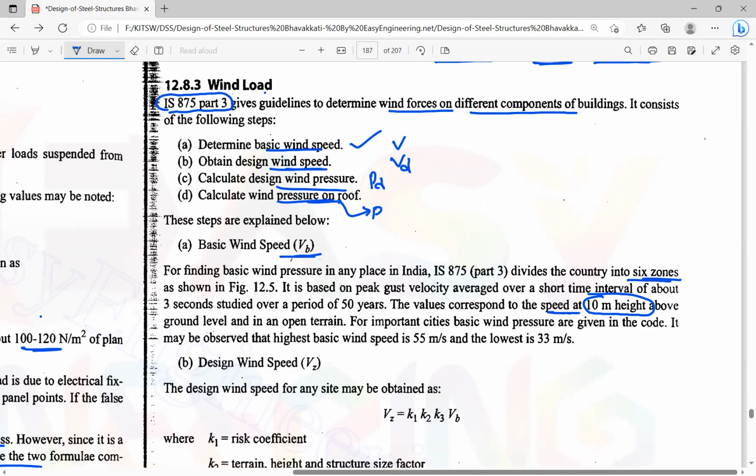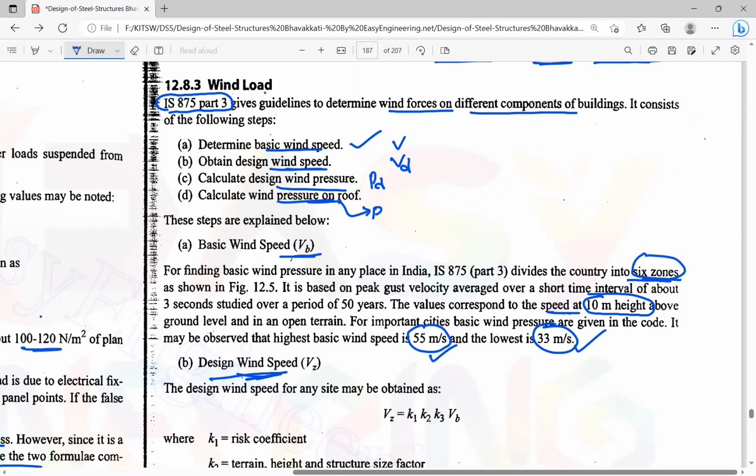For the important cities, basic wind speeds are given. It may be observed that the highest wind speed is 55 meters per second and the lowest is 33 meters per second. So the basic wind speed depends upon the terrain and is measured at 10 meters height. After that comes the design wind speed, which depends upon the topography or the place where you are measuring. In India, we categorize these into 6 wind zones.